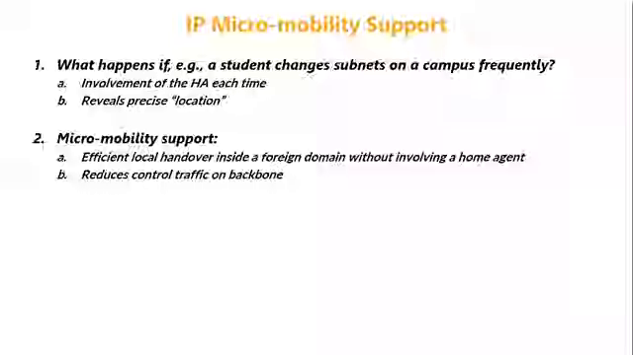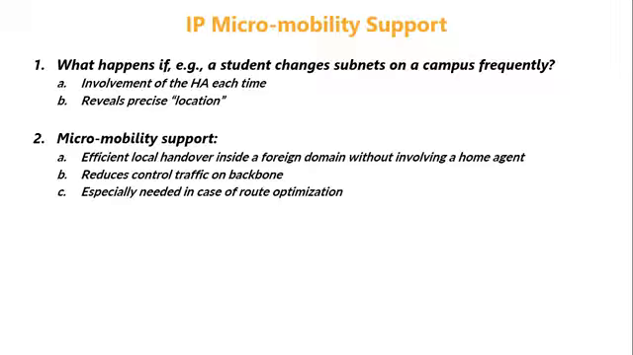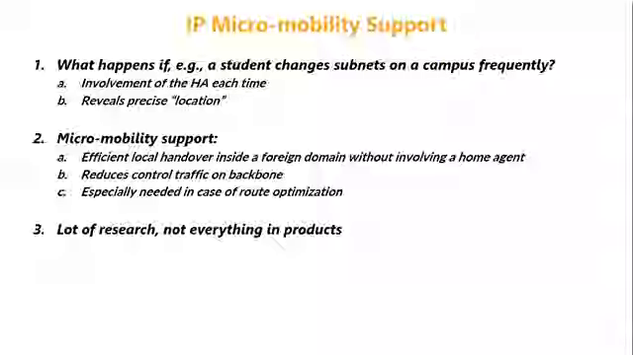Within the campus only he is available, but he may be in some other subnet, so the router will route it. Basically, it provides efficient local handover inside a foreign domain without involving a home agent. That is what micro mobility does, and it reduces control traffic on the backbone. So the control traffic of the backbone system will be reduced. It is especially needed in case of route optimization.